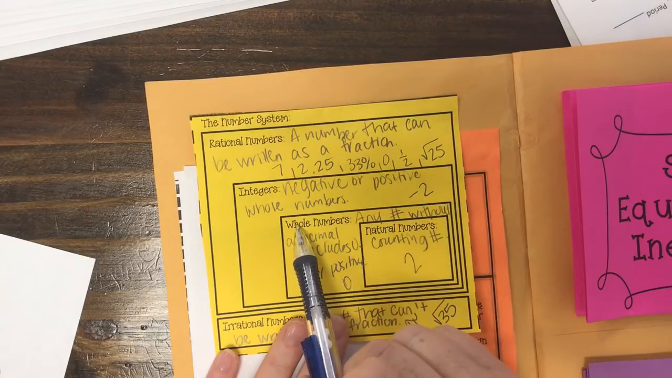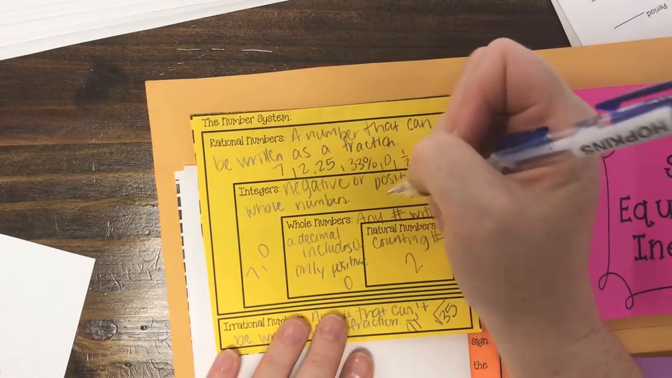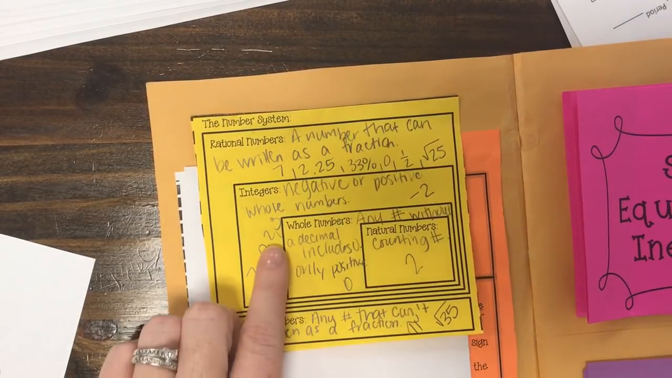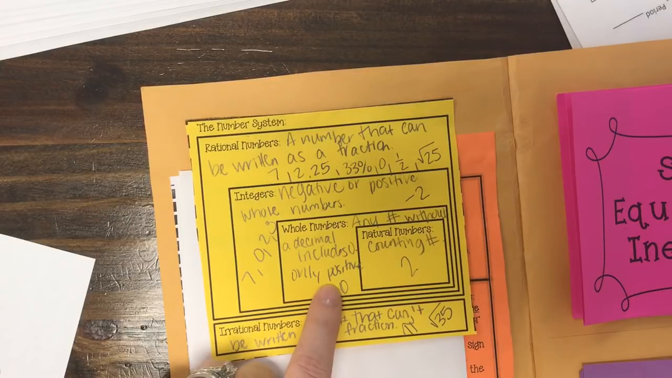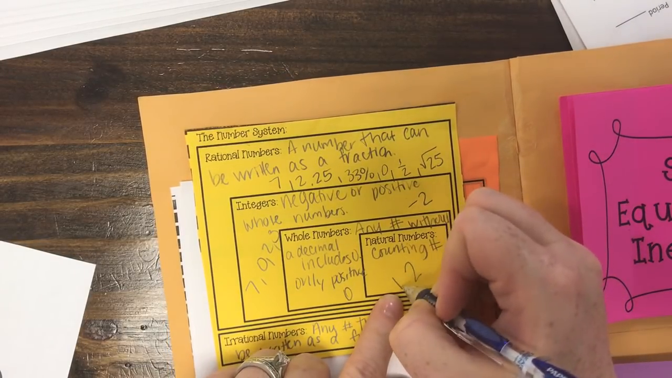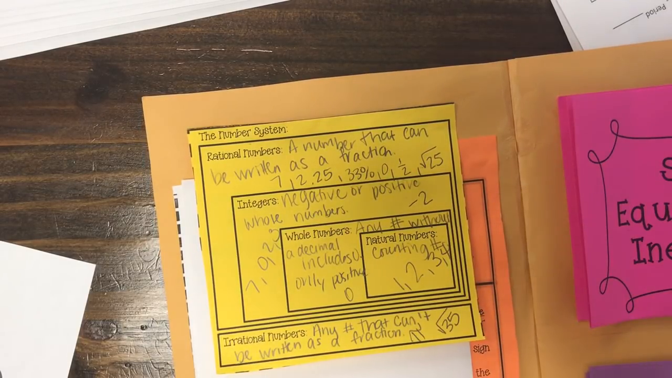Negative or positive whole numbers. So that could be anything. It could be 7, 0, -2, 2, 3. But 2 and 3 also fall into whole numbers, and they also fall into the natural numbers. Remember, counting numbers are 1, 2, 3, 4, and so on, okay?